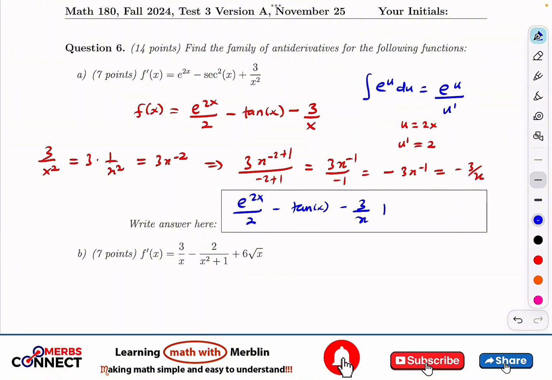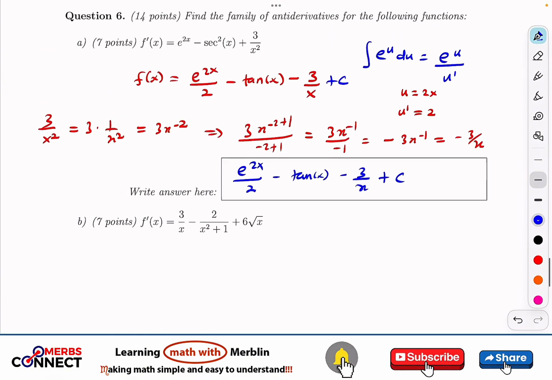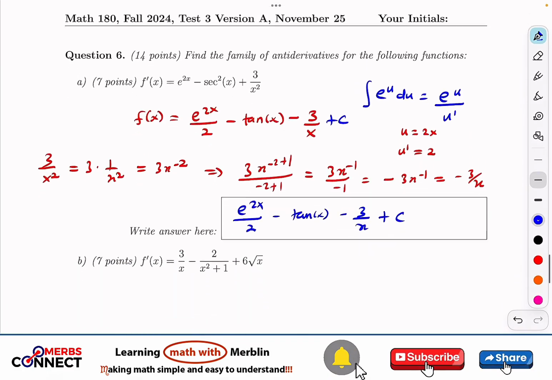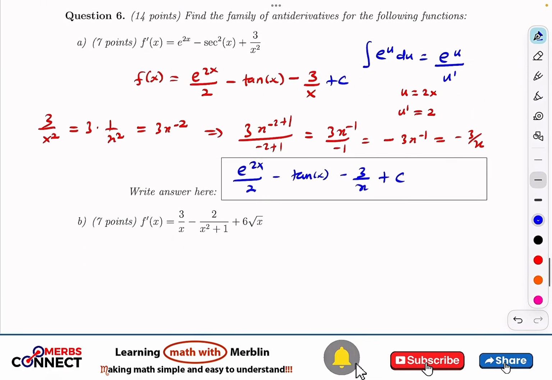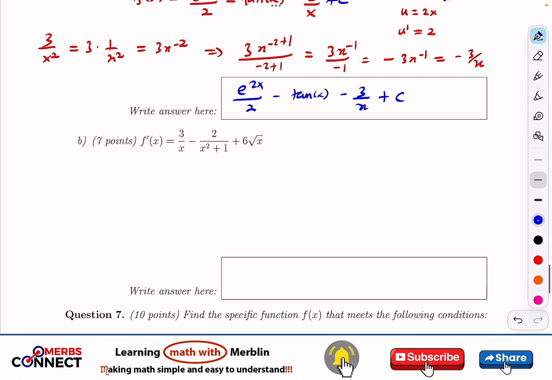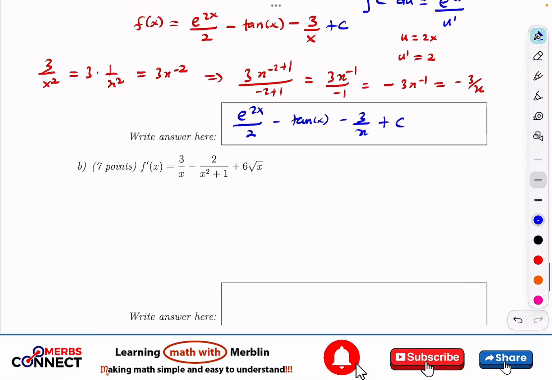But don't forget to add plus c, because if you don't add the plus c, 0.5 is gone. So if you want us to deduct 0.5, you can decide not to bring plus c. Okay, so now let's look at question B. Let's break the function again. Now we have 3 divided by x. So this is how you can take the antiderivative so that you don't get it wrong.